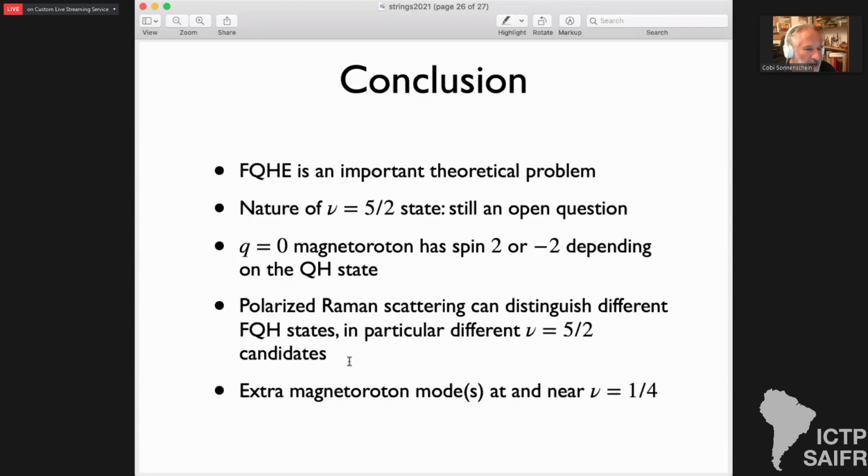I was wondering whether besides this spin two particle, there are also higher spin particles. In the composite fermion theory, there are an infinite number of these higher spin particles, at least for the states whose filling factor has the form n divided by 2n plus 1. These states have spin starting from 2, 3, 4, et cetera. These are not easily excited by photons because with photons in Raman scattering we can only transfer spin 2, but in principle they should exist.